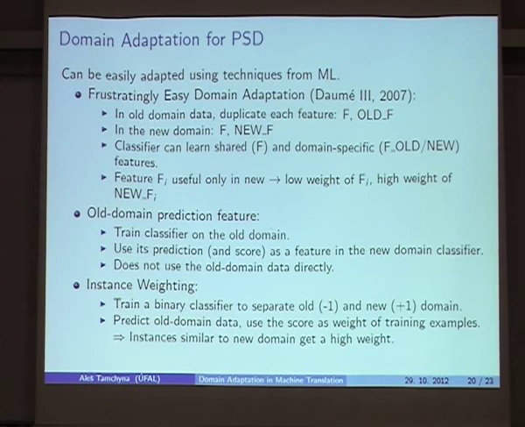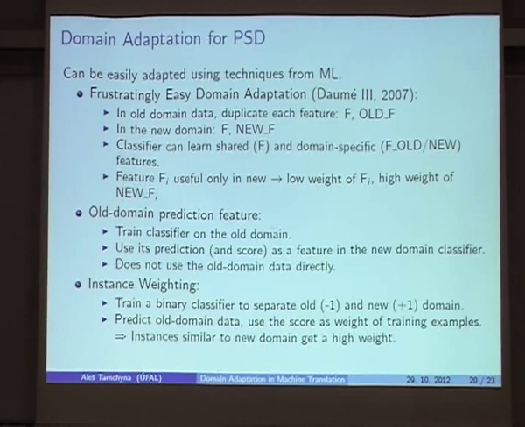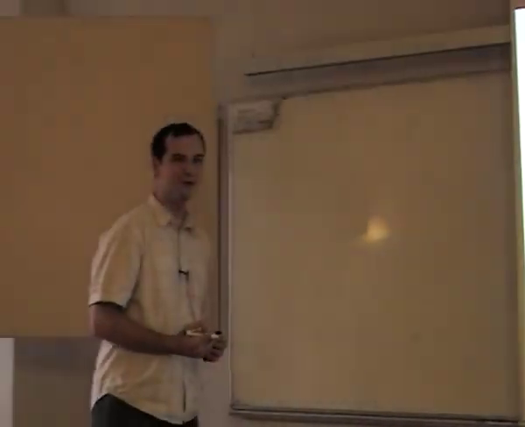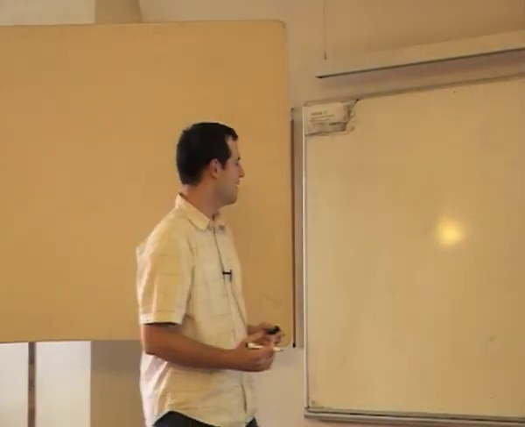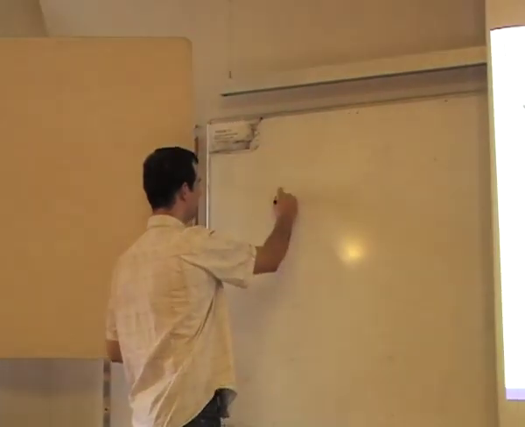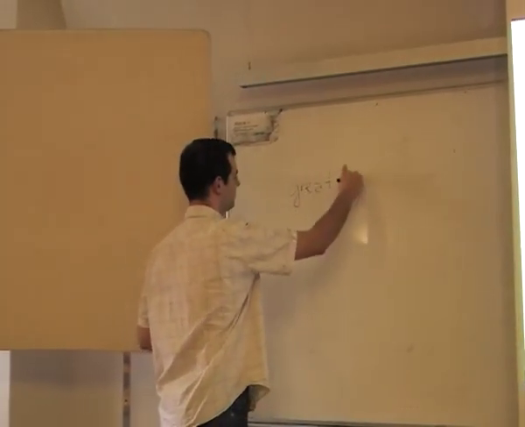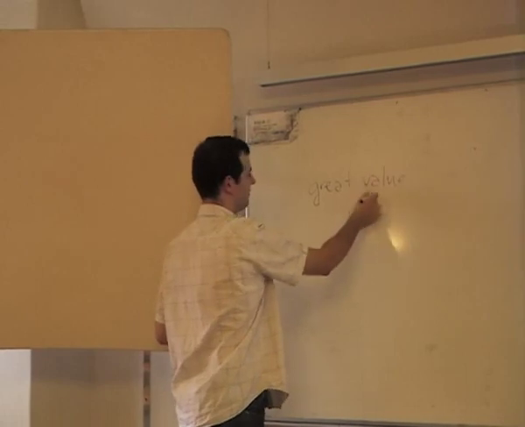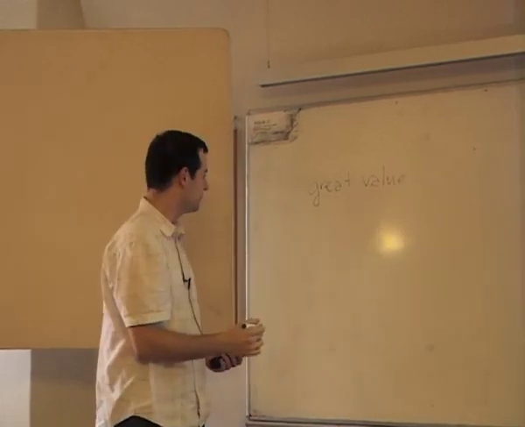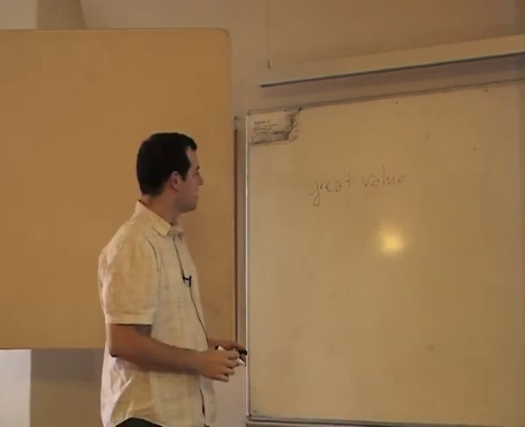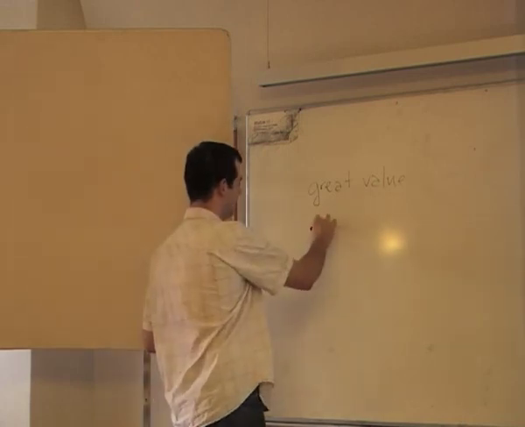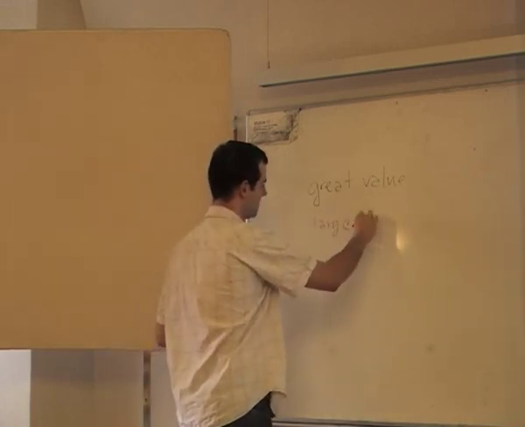I was thinking about an example, and the only one I found is not actually from MT, but let's say you want to classify the polarity of user reviews, and you have reviews of restaurants, and that's your old domain. And you have something like "great value", so you extract a feature like "great value", and that's presumably a good feature for any domain. And then you extract features like "large servings", maybe.